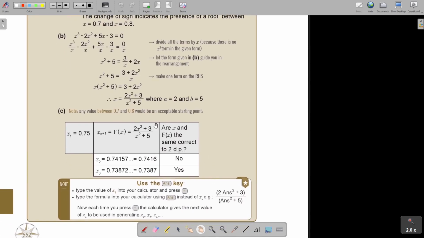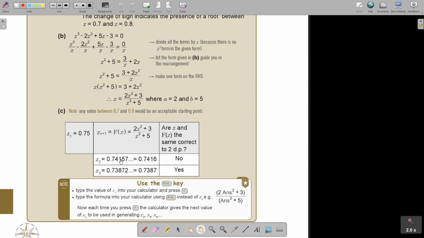Then I just want to refresh your memory on this. So what do I do to get this? I'm just going to press the value of the one that I choose, or the one that they give me. So it's 0.75. So I press 0.75 and then equals, that's all. And now it's in your memory. And if you start now, every time that you see x, you just press answer. Please remember that bracket. So it's bracket 2 answer squared plus 3, close the bracket, divide bracket answer squared plus 5, close the bracket, equals.